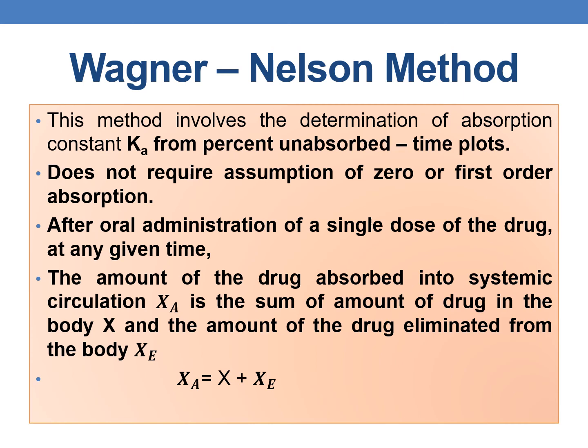After oral administration of a single dose of the drug, at any given time the amount of the drug absorbed into systemic circulation, Xa, is the sum of the amount of the drug present in the body, X, plus the amount of the drug eliminated from the body. Xa equals X plus Xe.